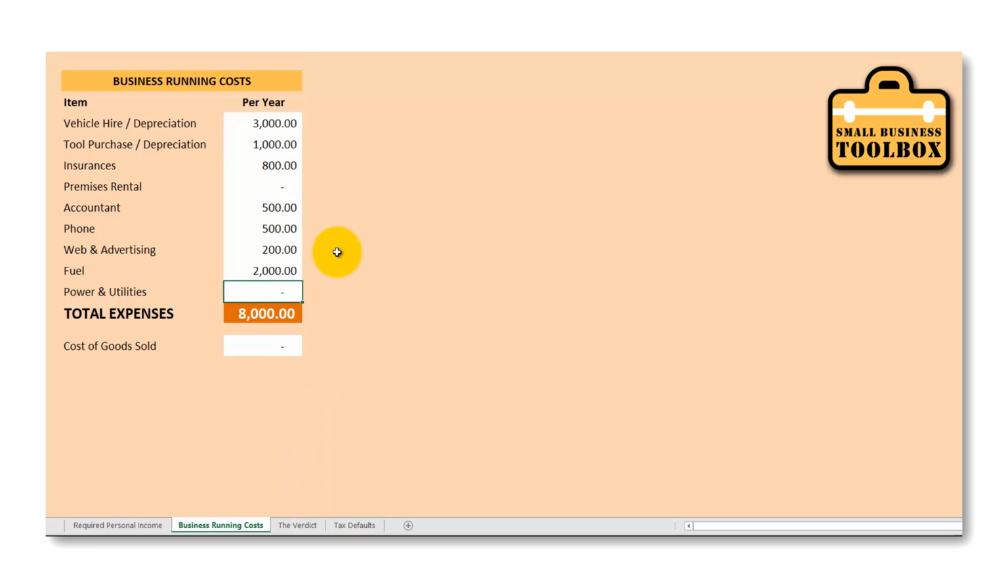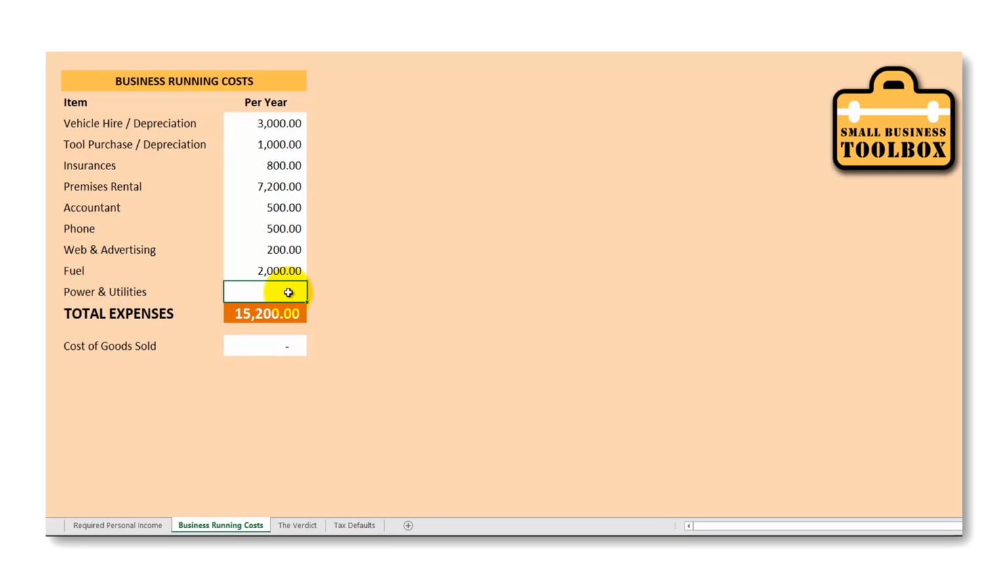Okay, let's up the ante a bit. Let's say that you want to have a workshop. Around where I am, I can get a workshop for about £600 a month. So that's going to be £7,200 a year. Oh dear, my column's not big enough. You're going to have all sorts of other costs. Power and utilities, let's say £1,000 a year, which is pretty optimistic.